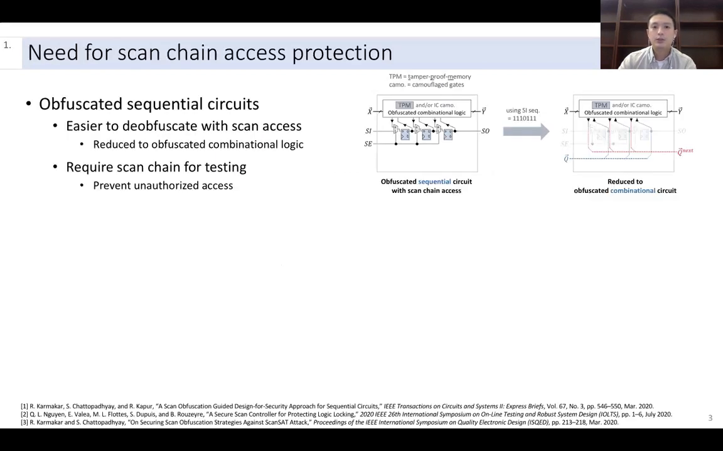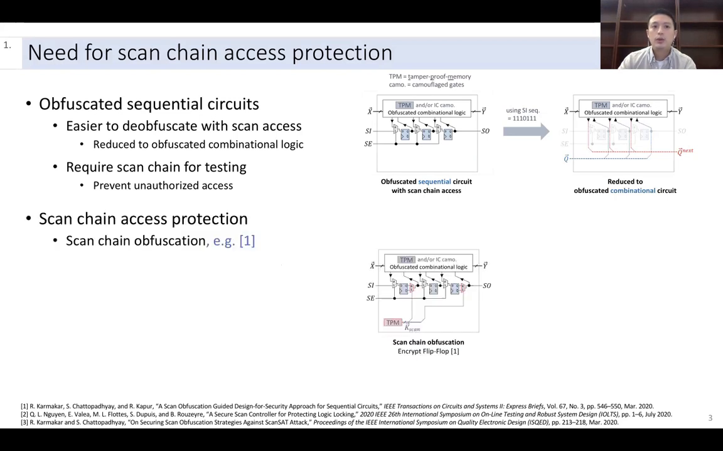Logic locking on sequential circuits requires scan chain access to be protected. Otherwise, if the scan chain is accessible to the attacker, the obfuscation can be reduced to that of a combinational circuit, which is easier to solve. One type of scan chain protection technique is scan obfuscation, such as the technique called encrypt flip-flop, which ambiguously inverts the scan chain shifted values of the flip-flops along the chain.